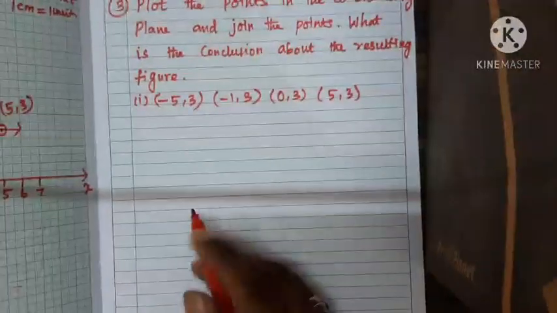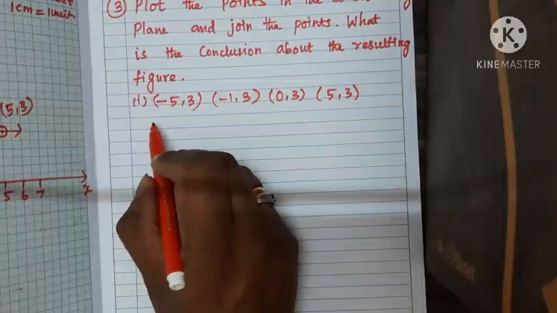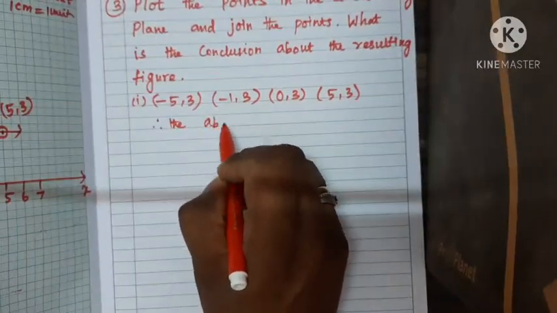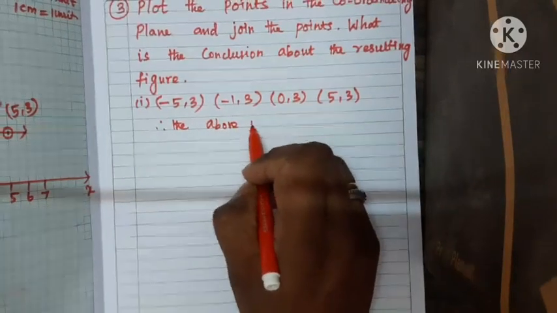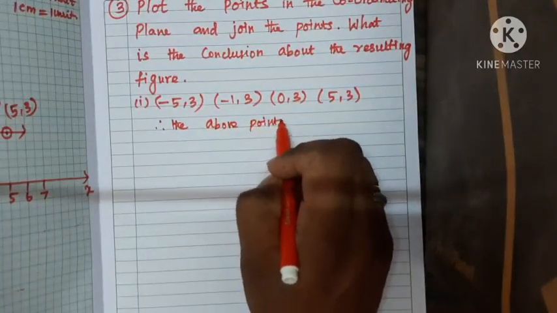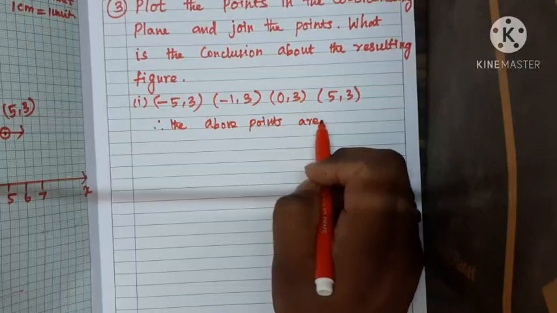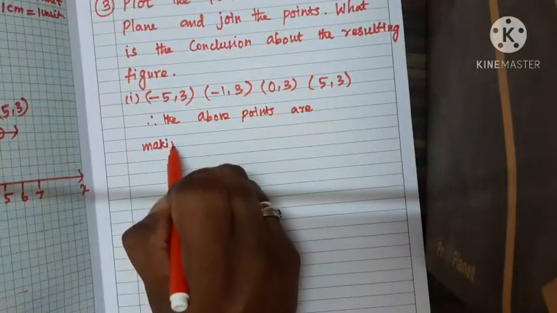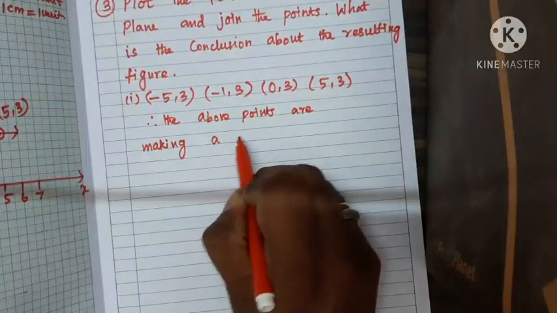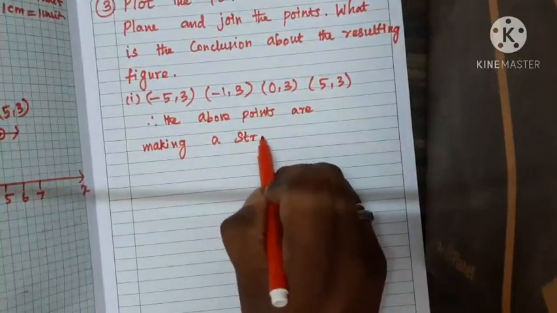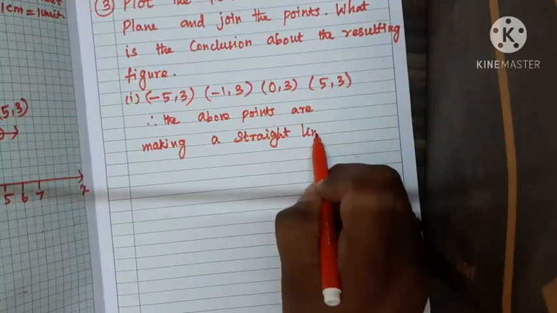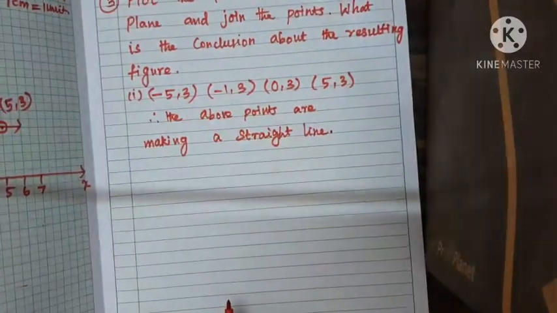Finally, you have to write, therefore, the above points are making a straight line. Clear?